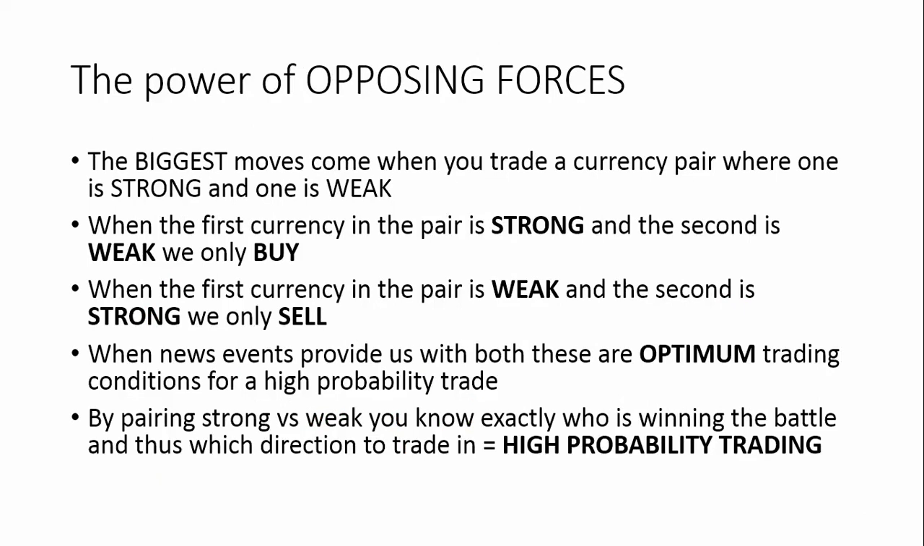And it's really the power of opposing forces. The biggest moves come when you trade a currency pair where one is strong and one is weak. I'll keep reinforcing that because I want to drum that into you, so that's all you look for. When the first currency in the pair is strong and the second is weak, we only buy. When the first currency in the pair is weak and the second is strong, we only sell, as illustrated by the previous couple of slides. When news events provide us with both these, there are optimum trading conditions for a high probability trade.